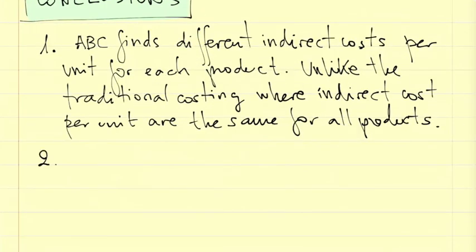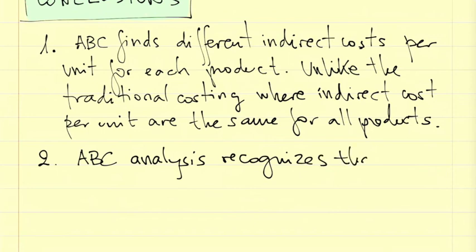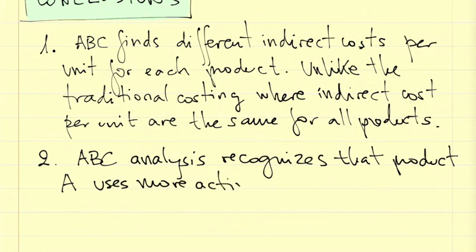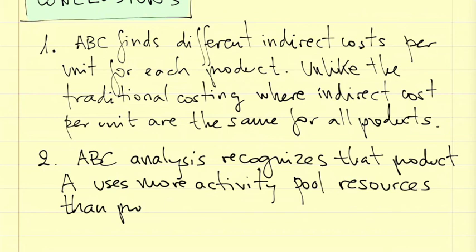Second conclusion, activity-based costing analyzes, recognizes that product A uses more activity pool resources than product B. Okay.